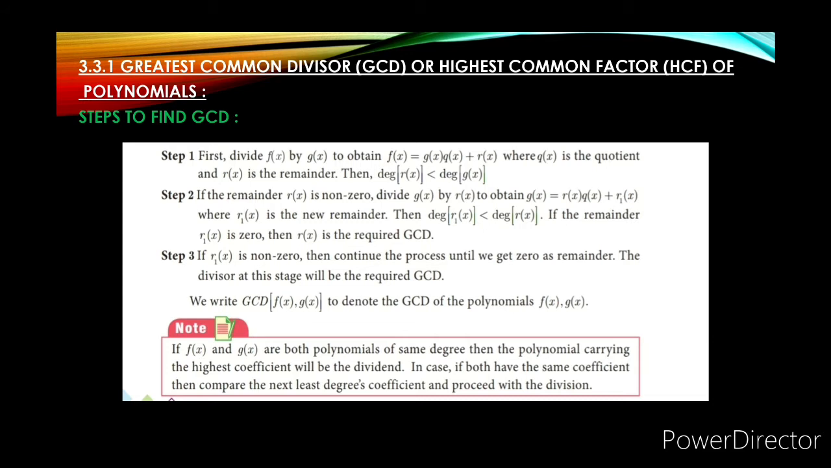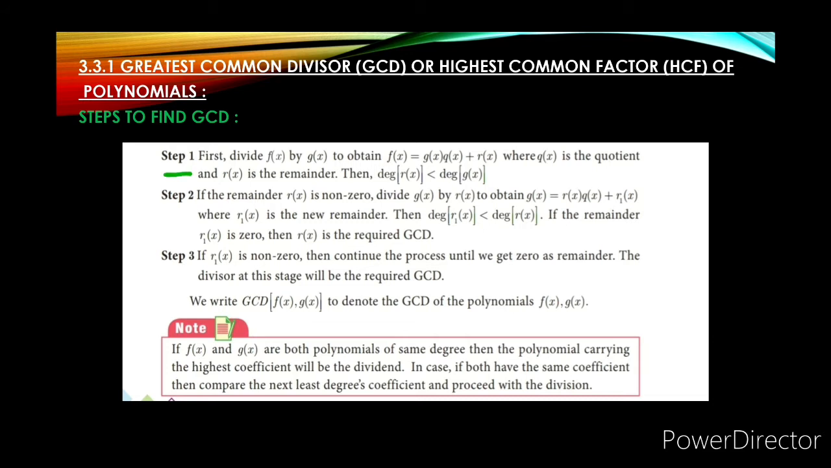That is 3.3.1, greatest common divisor, that is GCD, or highest common factor, that is HCF of polynomials. There are some steps to find GCD. Listen carefully. If we are well known about this, it is easy to find GCD and LCM. There is a relation between GCD and LCM. We will discuss later. Now we see the steps to find GCD.